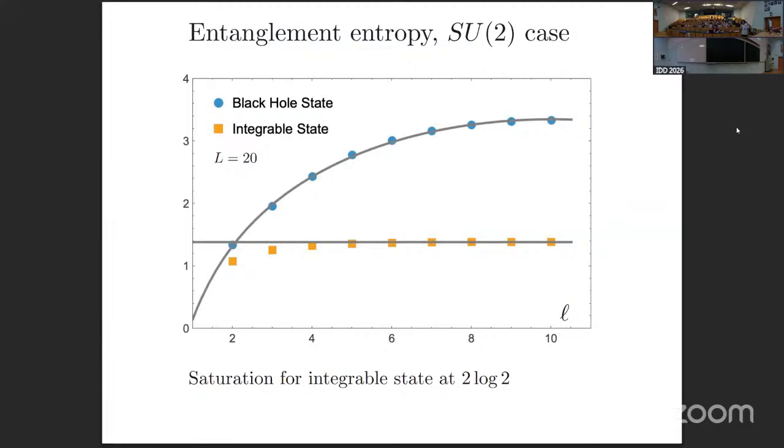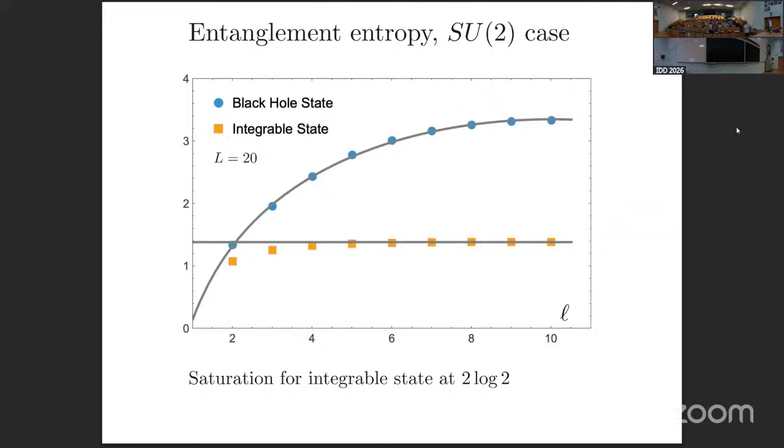And this is what we find. So this is the relative entanglement entropy for the SU2 case, for the black hole state and the integrable state that I just introduced. So the length of the chain is 20, and this curly L is the length of the piece that we cut out. So you see there's a big difference between the integrable state and the black hole state.